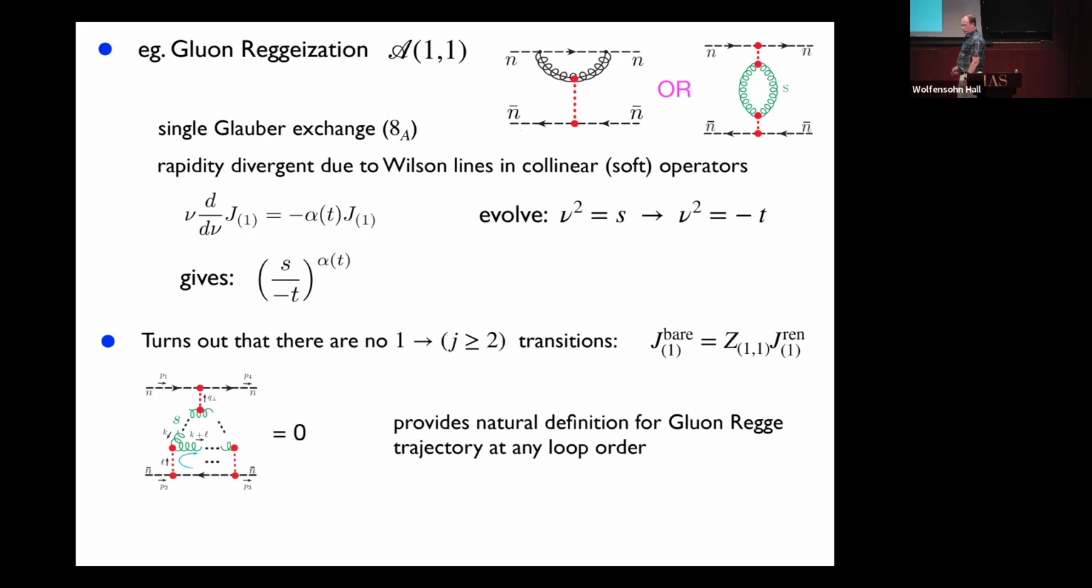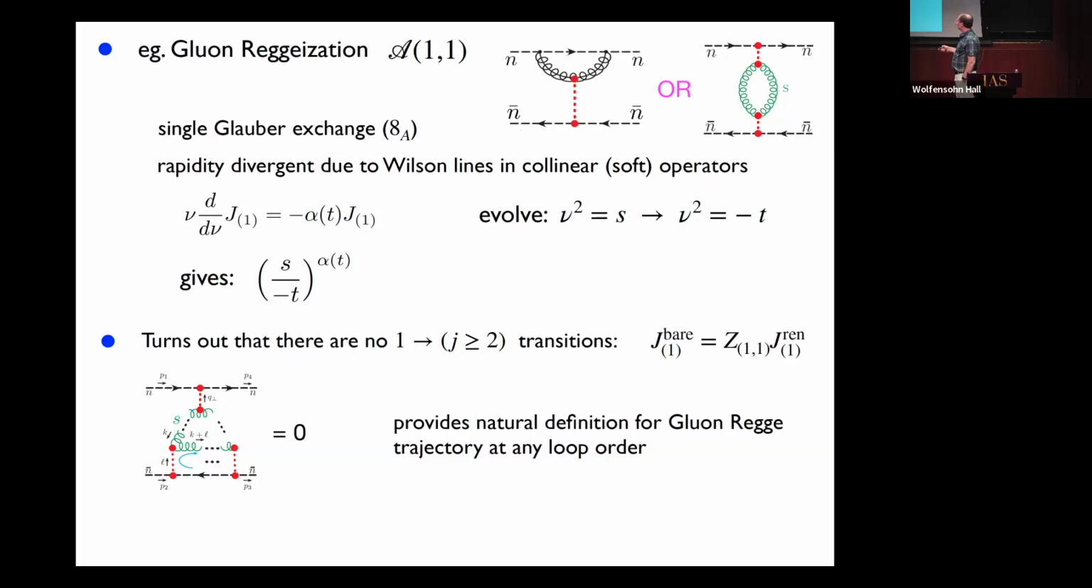So how about gluon reggeization? Gluon reggeization in this set of operators is just the one loop rapidity renormalization of the operators, basically. So if you have this single Glauber exchange, either a collinear loop diagram or soft loop diagram, you can calculate the anomalous dimension. And that anomalous dimension is exactly the Regge trajectory for the gluon. This is the one loop calculation. You can also write down the 2 loop calculation, works the same way.